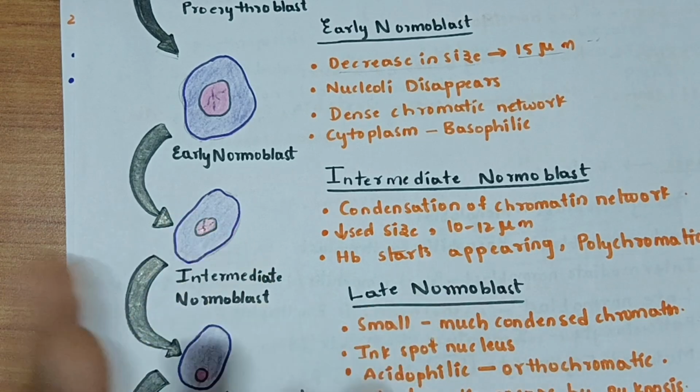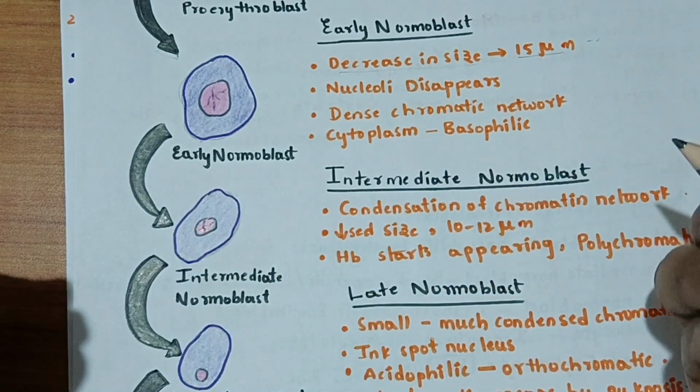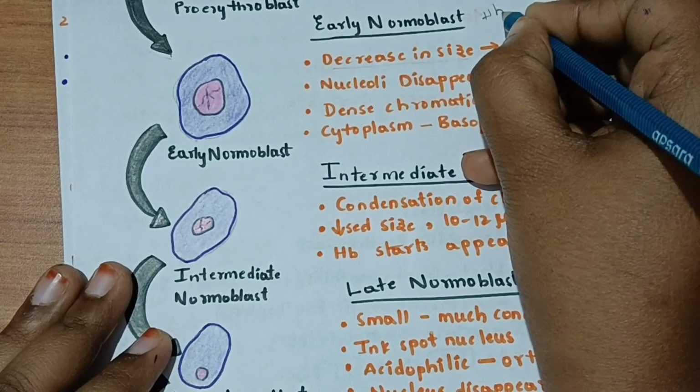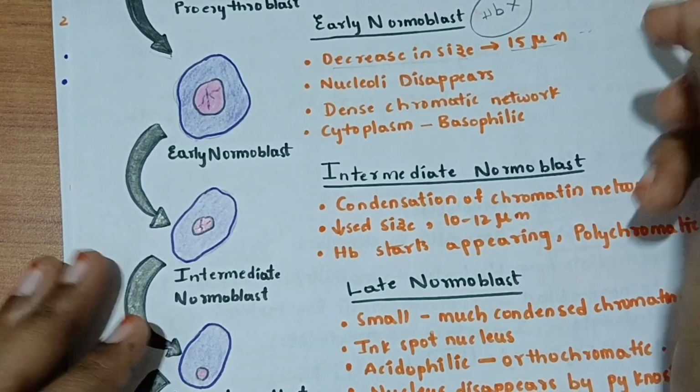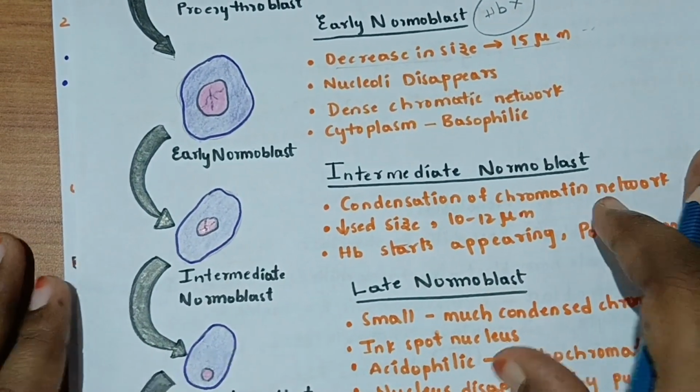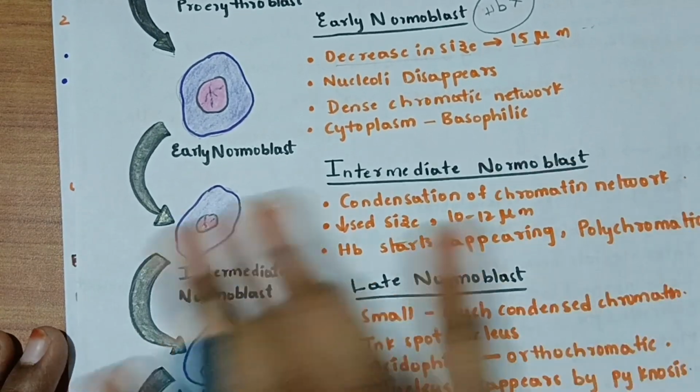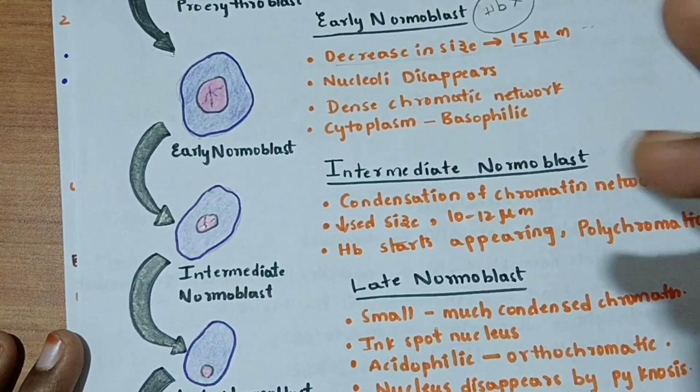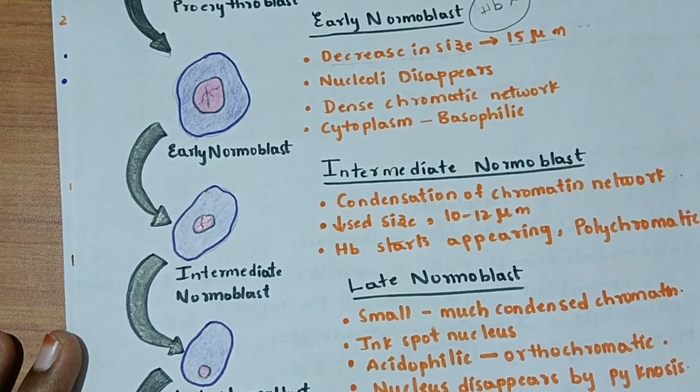Here also there is no appearance of hemoglobin. Hemoglobin has not appeared yet. It started synthesizing in the proerythroblastic stage, but it has not appeared in the proerythroblastic stage or in the early normoblastic stage.